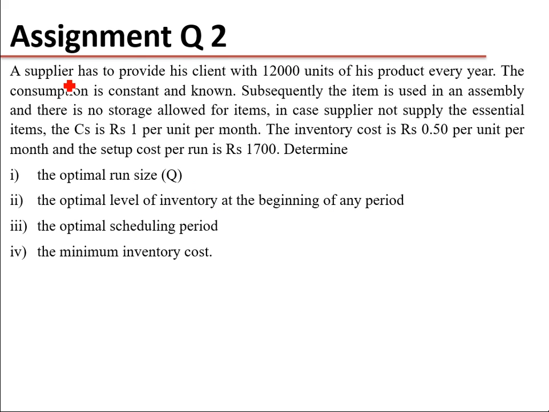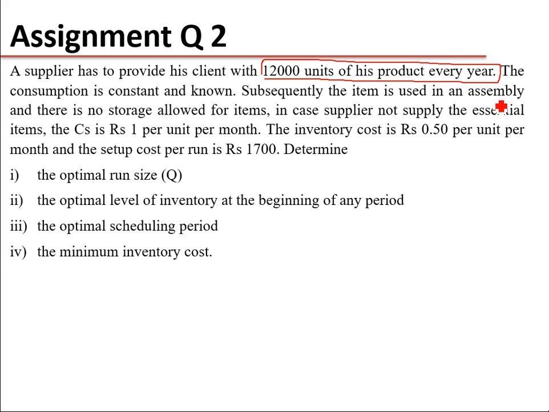Now I am going to discuss question 2. A supplier has to provide his client with 12,000 units of his product every year. That means this is the demand over there. The consumption is constant and known.